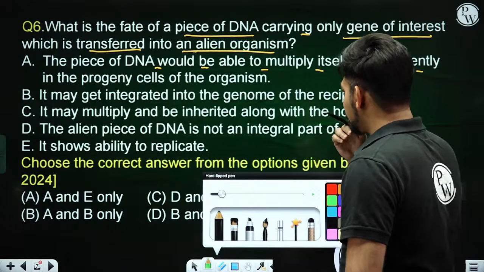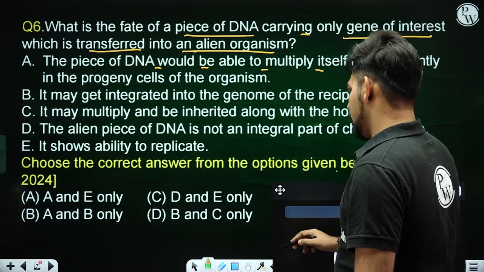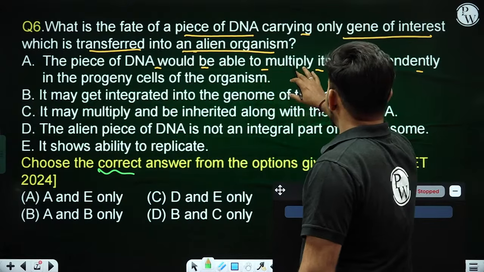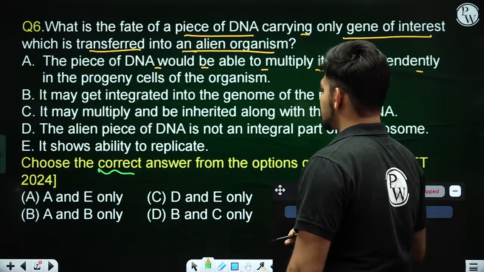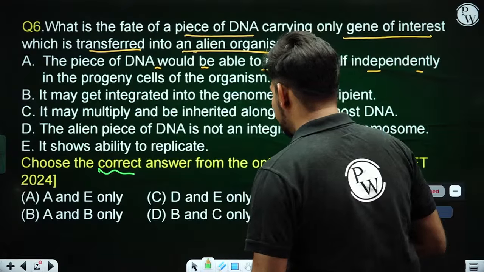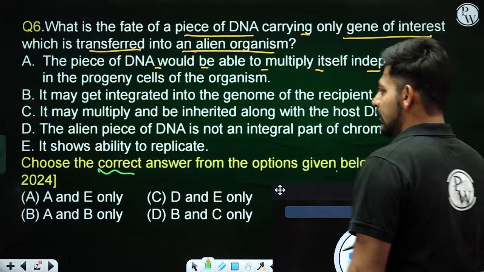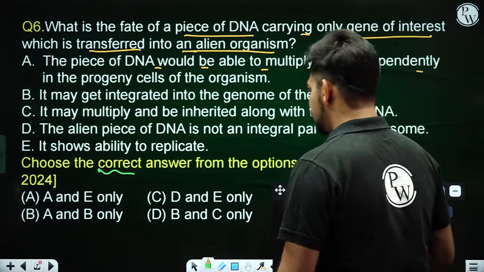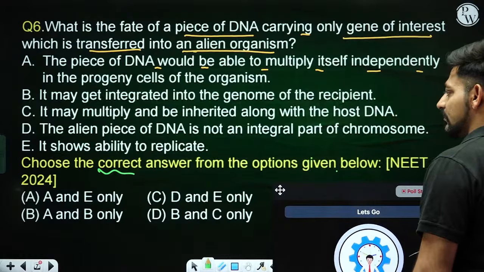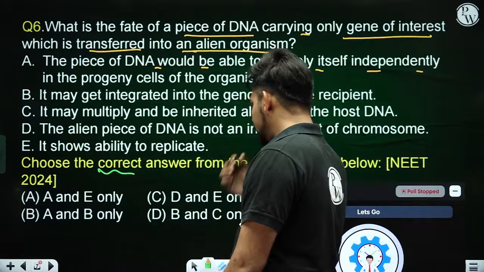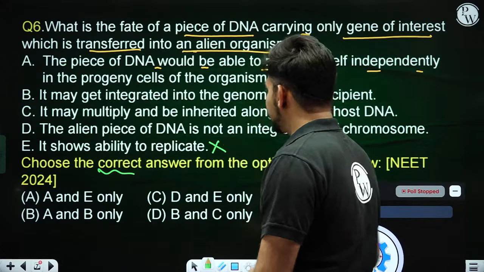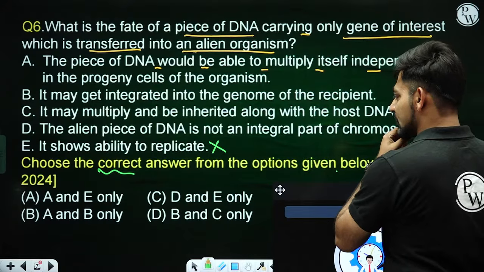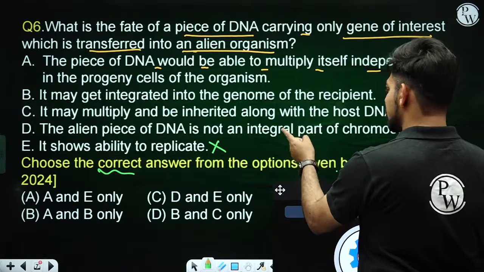So we have to find out the correct answer, the right ones. The piece of DNA would be able to multiply itself independently in the progeny cells of the organism. It may get integrated into the genome of the recipient. It may multiply and be inherited along with the host DNA. The alien piece of DNA is not an integral part of chromosome. It shows ability to replicate, or doesn't have the ability to replicate. The alien piece of DNA is an integral part of chromosome. If you want it to be replicated, then you need to make it an integral part of the chromosome.